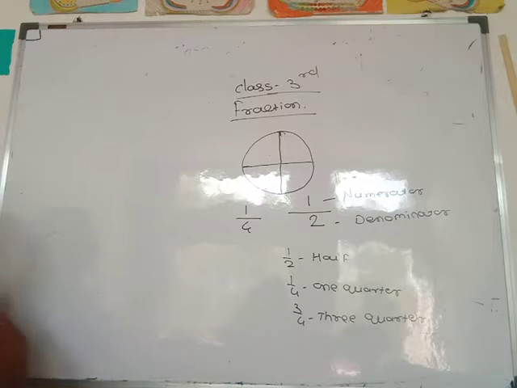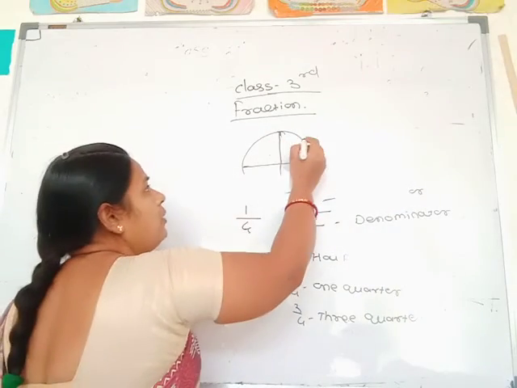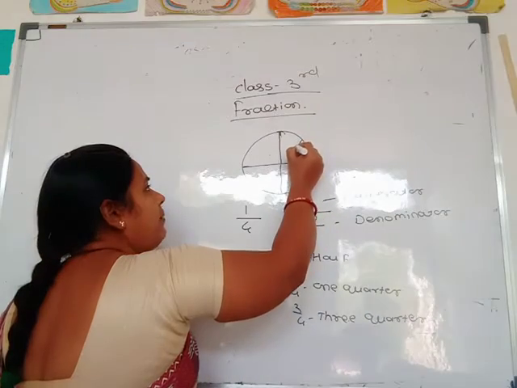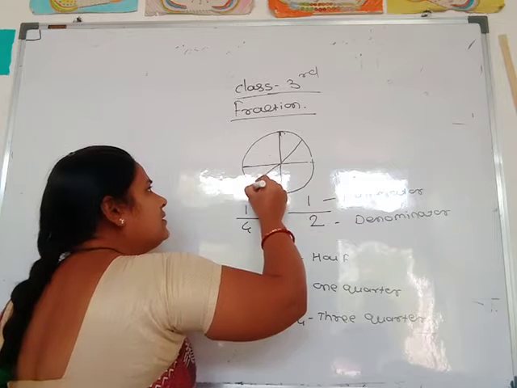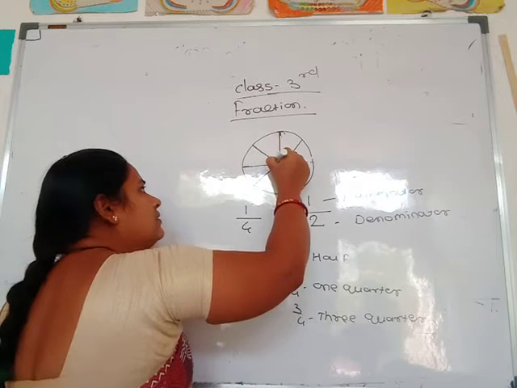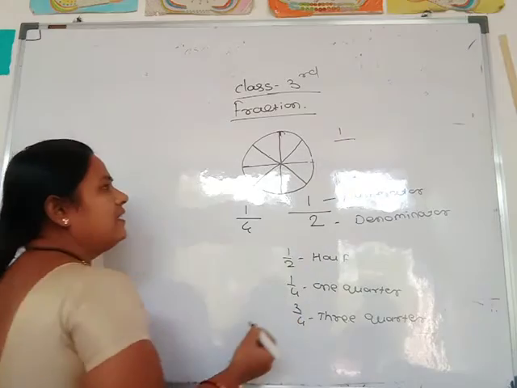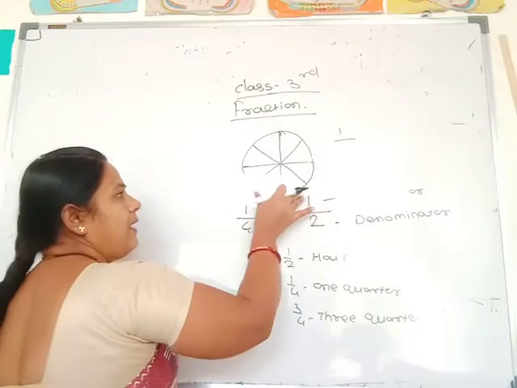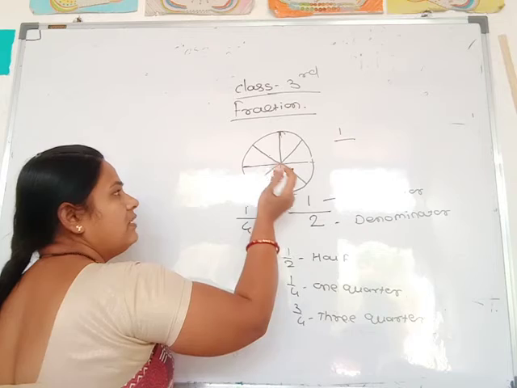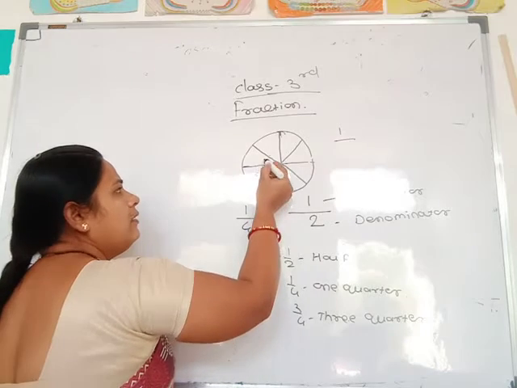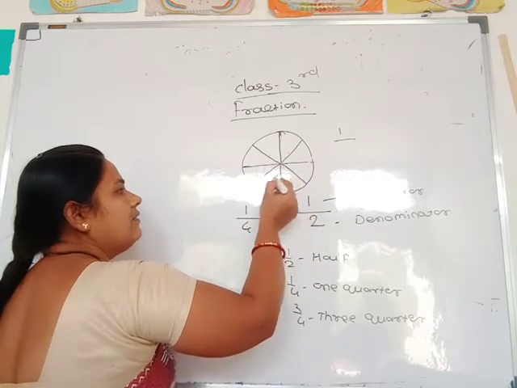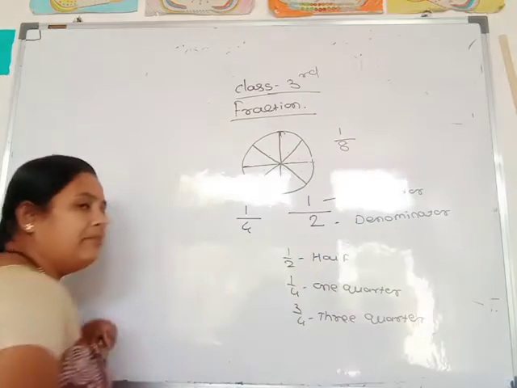Then see this one part is again divided into 8 parts. Here one part is divided equally again. Firstly one part here, this is divided into equal parts again. How many? 1, 2, 3, 4, 5, 6, 7, 8. Then you write here 1 by 8.